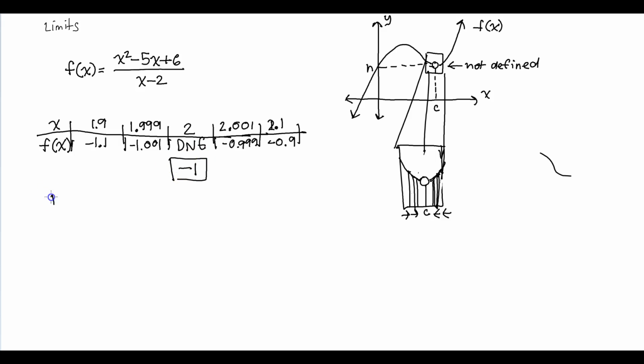So that would be the limit. This is the notation: the limit as x approaches 2 of f of x equals negative 1. And we're going to end right there. This would be an example of our very first look at limits.